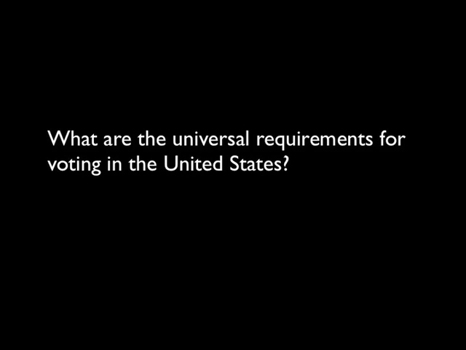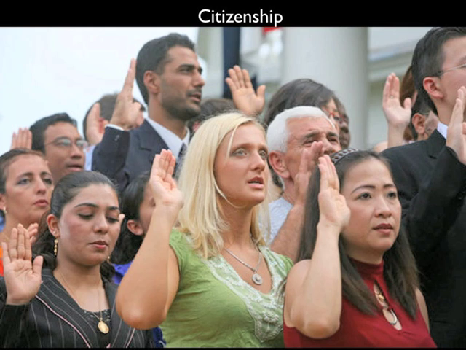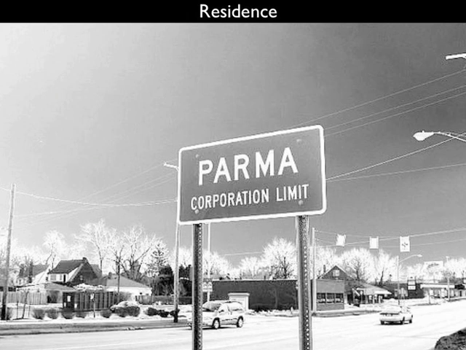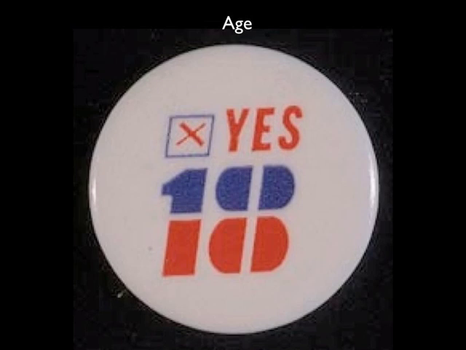What are the universal requirements for voting in the United States? There are 3 factors that states require people to meet to be eligible to vote. The first is citizenship. Most states require United States citizenship in order to vote. Residence. One must be a legal resident of a state to vote in elections. Most states require residency for minimum amounts of time in order to vote in the state. Age. The 26th Amendment requires that no state set a minimum voting age above 18.